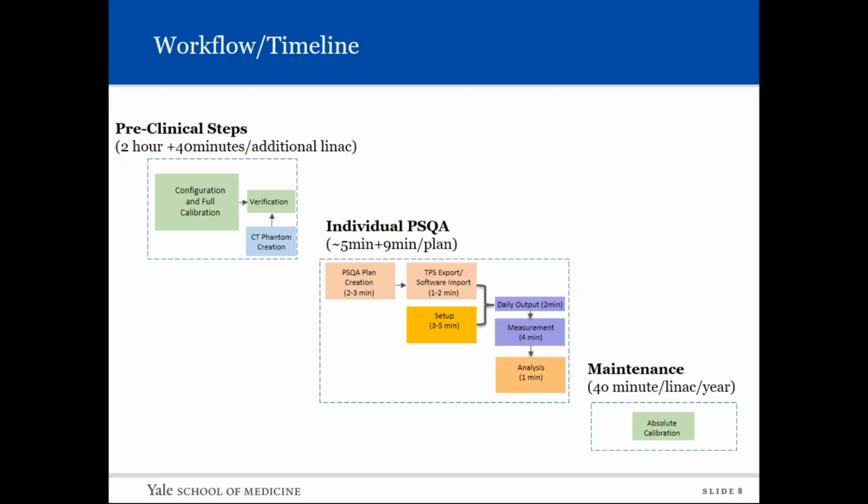And of course, I've got a minute listed here. I'd recommend spending more than a minute analyzing it, but the results are given to you immediately. Additional maintenance, yearly you have to do an absolute calibration, and for a 5 energy machine that takes about 40 minutes. So not that much time has to be devoted to maintaining the system, which is nice. So I'll just quickly walk you through each of those steps real quick.